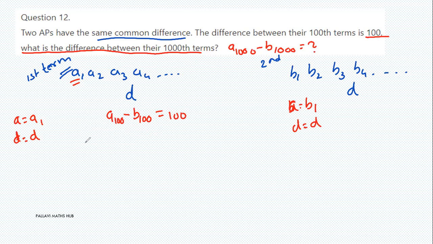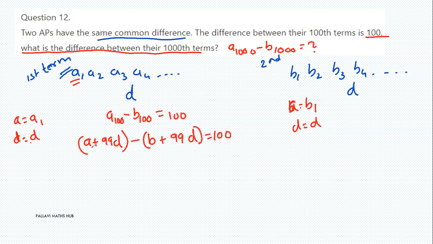Now, A100 means, what is the formula? A plus n minus 1 into d. 100 minus 1 is 99d. Directly I will write this one. Minus B100. So I consider first term is B1, and else I will write B. So first term is B plus 100 minus 1 is 99. Common difference is same. Here also D, here also D. So I will write D is equals to 100.